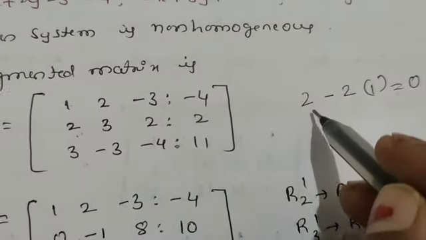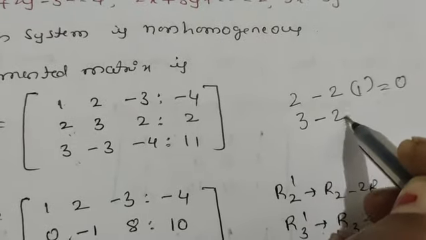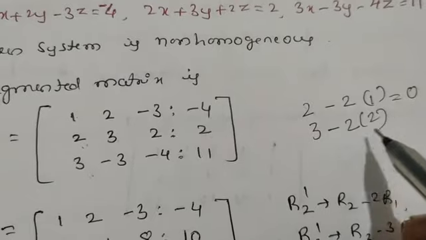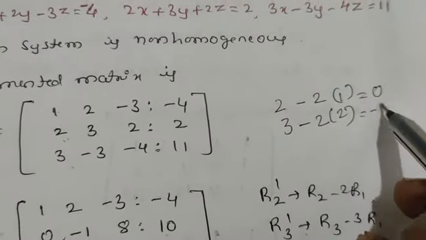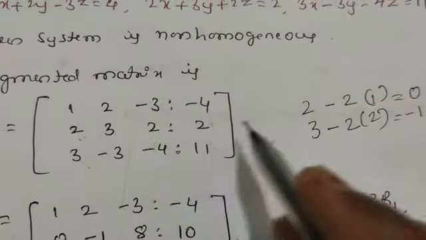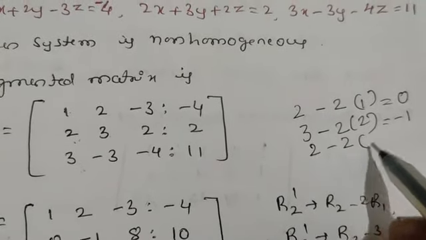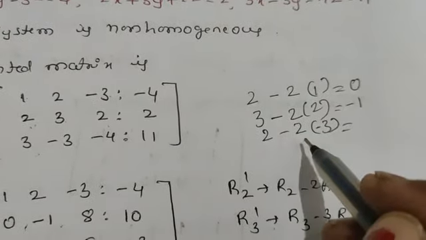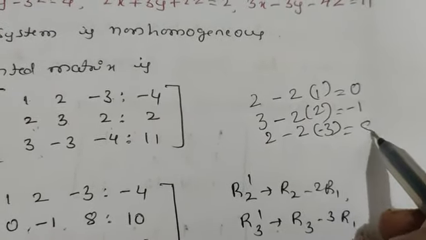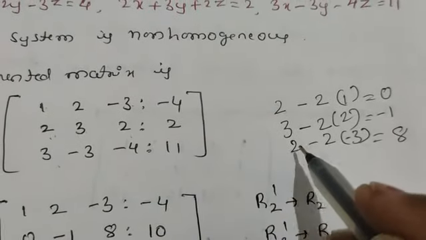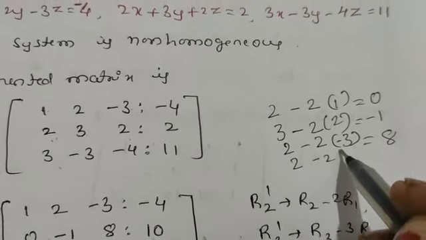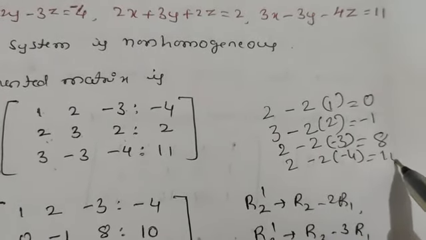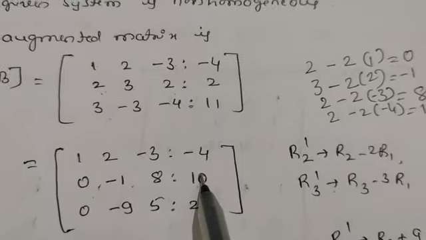And the next element: R2 is 3 minus 2 times R1. R1's element above this is 2. 3 minus 4 is minus 1. This element you will get. Next is 2 minus 2 times R1. R1 is minus 3, so it is 2 plus 6, which is 8. And the last element is 2 minus 2 times minus 4, so 2 plus 8 is equal to 10. So we will get this row.